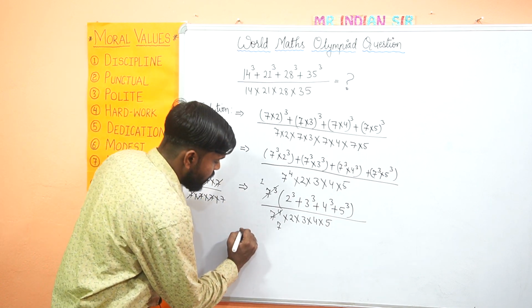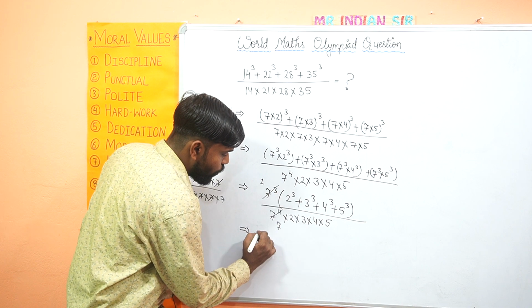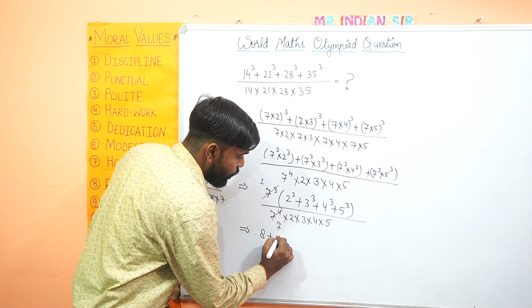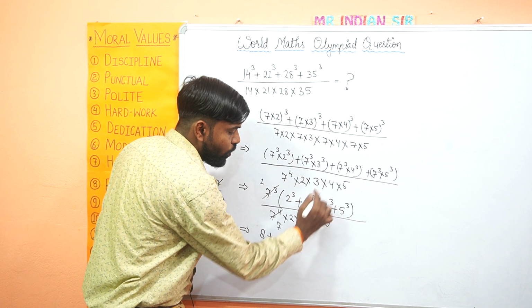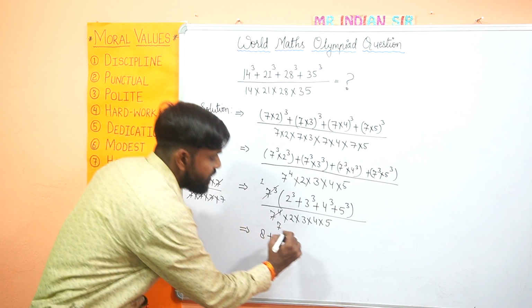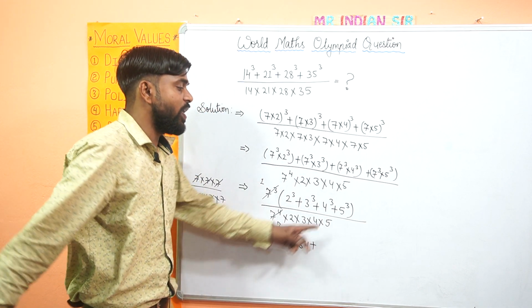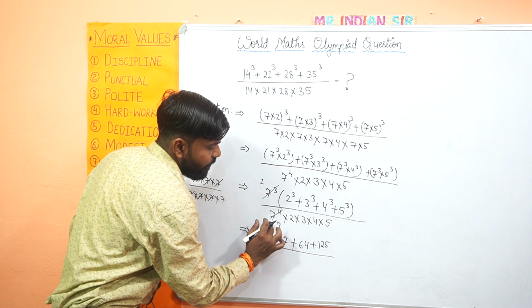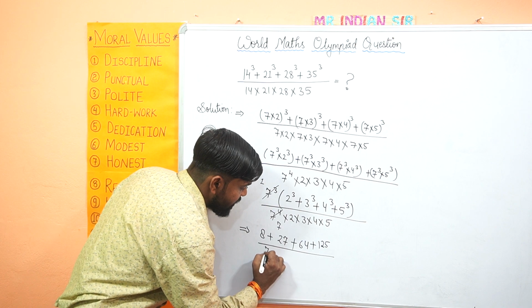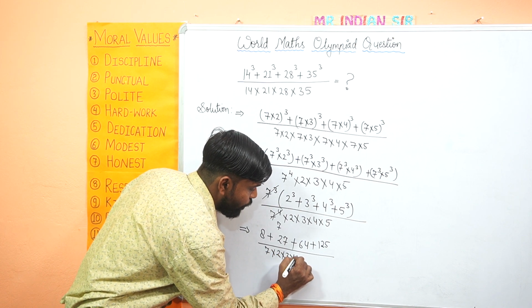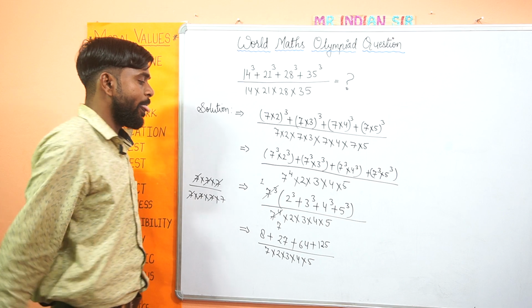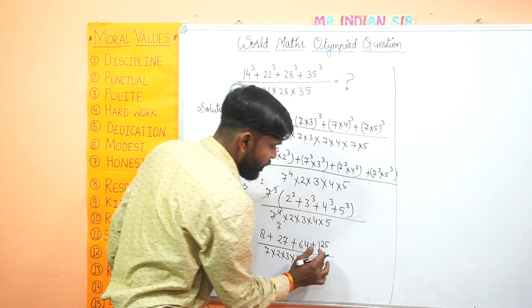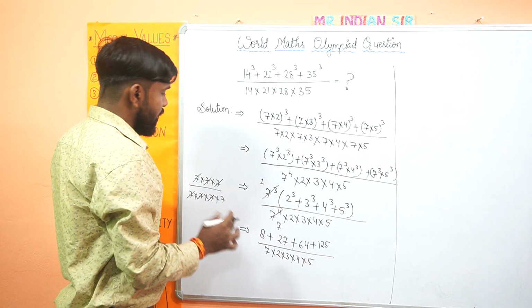Now next, guys, what is the value of 2 cube? 2 cube is 8, plus 3 cube is 27, plus 4 cube is 4 fours are 16, 16 fours are 64, plus 5 cube is 125, upon, what are we going to remain with in the denominator? 7 into 2 into 3 into 4 into 5. Now let's proceed from here. Let's add all these things.